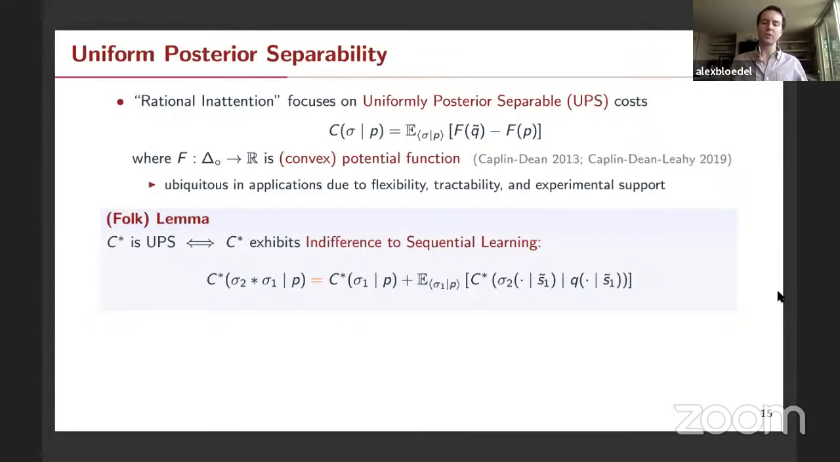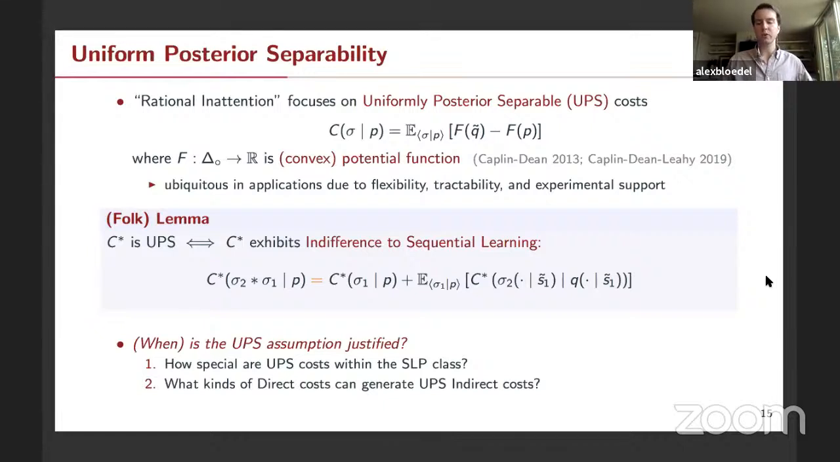So there's a natural connection between the UPS model and our framework, because every UPS cost function is SLP. And in fact, the UPS model is characterized by a somewhat stronger property, which we call indifference to sequential learning. This property says that not only is it weakly cheaper to acquire information all at once than in 2 steps, but in fact, it's equally costly to acquire information in one shot or via any 2-step strategy. And therefore, by induction, it's equally costly to use any sequential strategy that generates a given experiment.